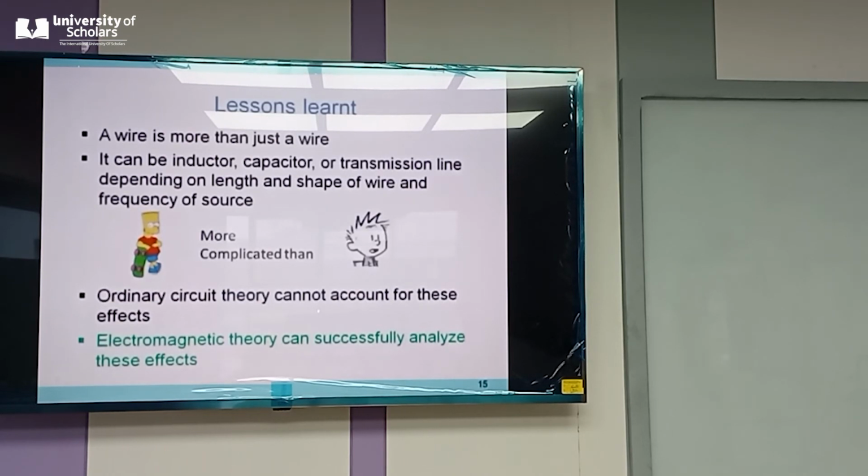We need to understand electromagnetic theory to be able to account for these secondary effects. Secondary effects are very important when you are defining high-speed digital systems or designing an RF circuit. Unless you understand these effects, your designs will probably not work in the correct way or as you have intended. The reason why electromagnetic theory has to be studied is because ordinary circuit theory cannot account for these effects, whereas electromagnetic theory can successfully analyze them.